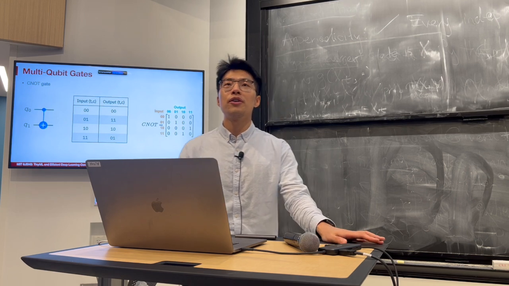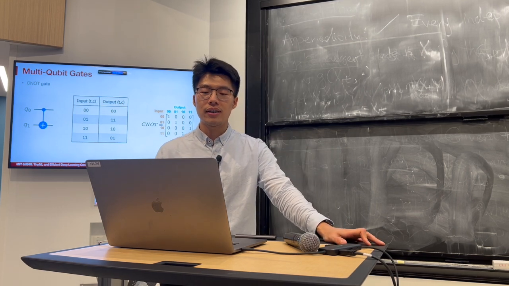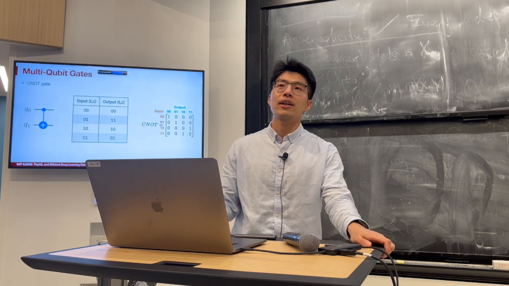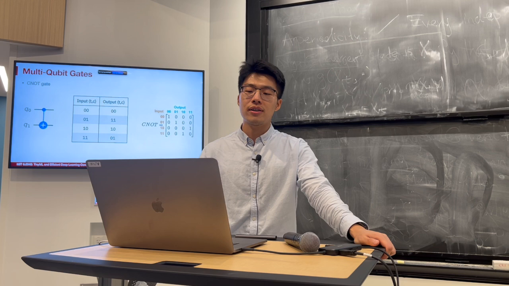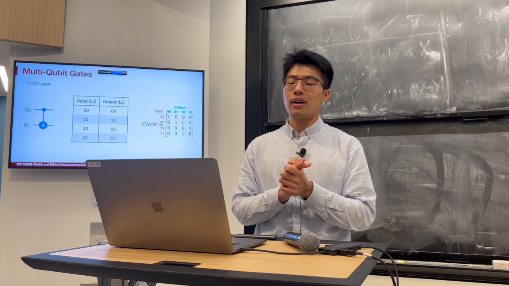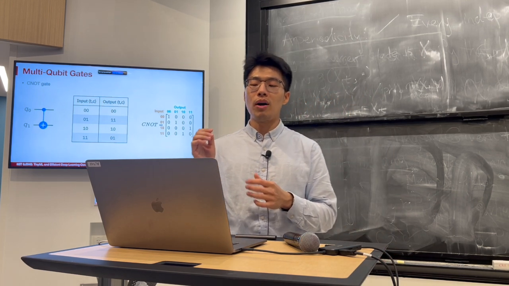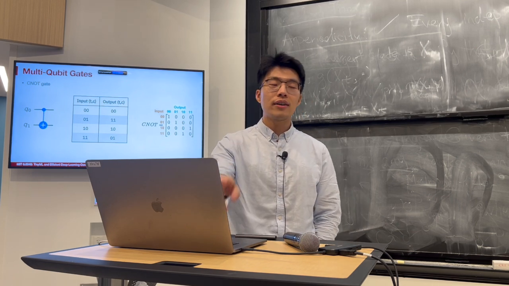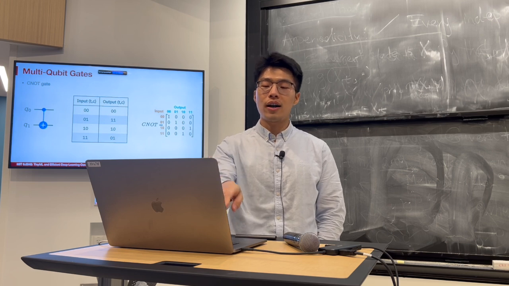So here I'm going to introduce one very interesting gate, which is the CNOT gate. CNOT is short for controlled NOT gate. There are 2 qubits as input in this CNOT gate: one is the control qubit, and the other is the target qubit. The control is Q0 here, and the target is Q1.